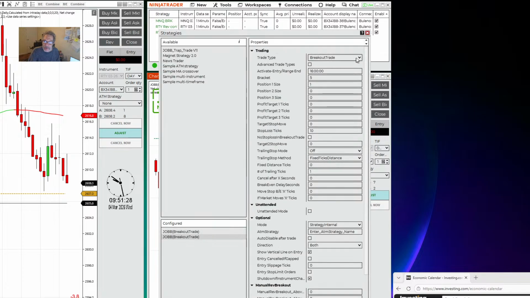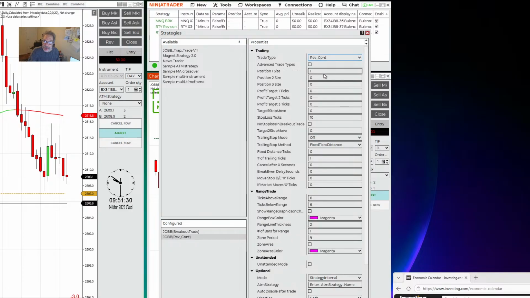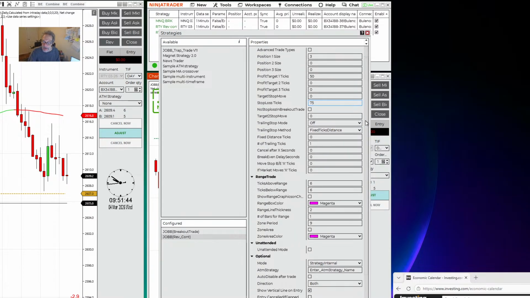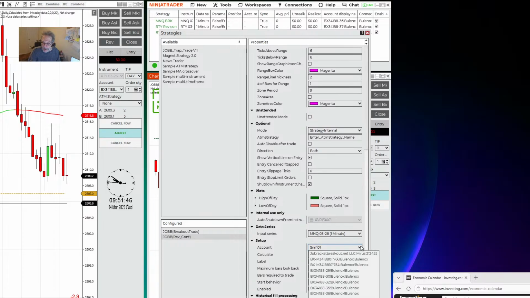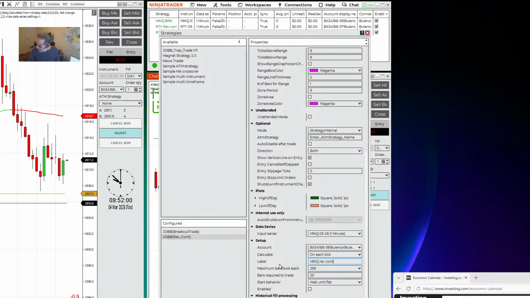Strategies, news trader, change the breakout to a reverse continue. And we have a 50 tick target, 75 tick stop. And we will label it MNQ reverse continue. All right.